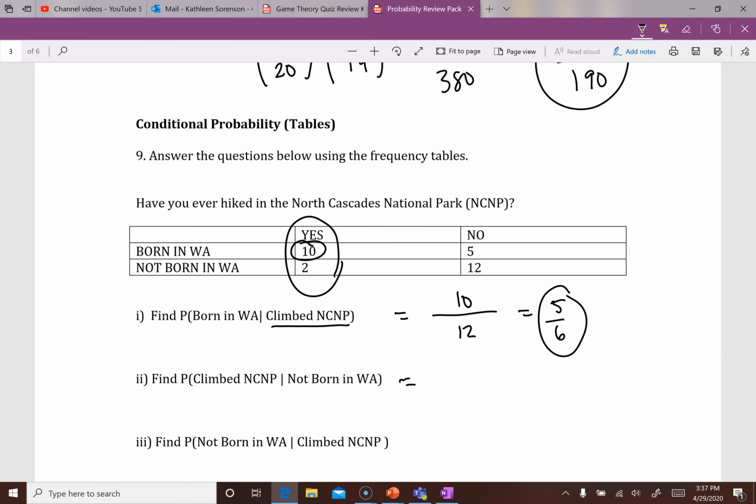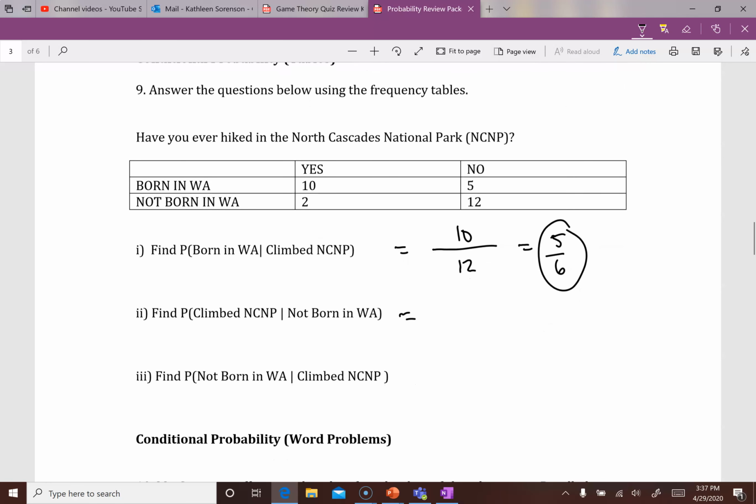Okay, next one is, what's the probability you've climbed the North Cascade National Park given not born in Washington? So we've got to combine both of these. So that would be a yes and not born in Washington. So that's 2, divided by the total number of not born in Washington, which is 2 and 12, which is 14. That reduces to 1/7.